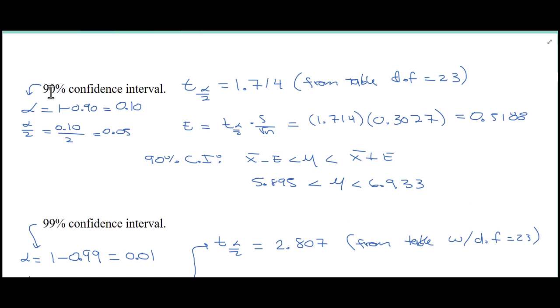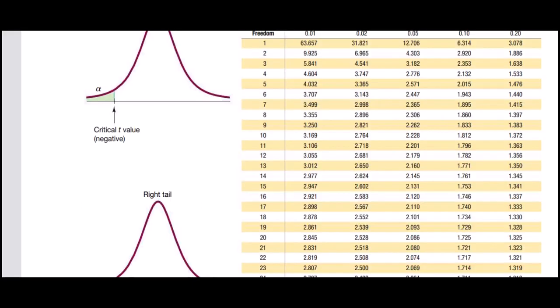So for 90%, alpha will be 1 minus 0.90, which is 0.1, and then divided by 2, which is 0.05, and then look that up on the table. With degrees of freedom 23, since our sample size is 24, we have to do n minus 1, so 24 minus 1, which gives us 23.